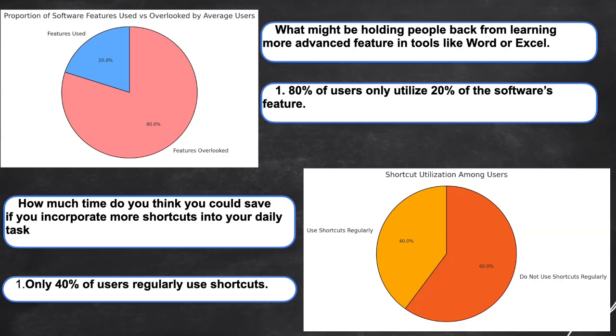We all know Ctrl+C and Ctrl+V, that is copy and paste, but how many of us know about advanced shortcuts like Ctrl+Shift+L to apply filters in Excel? This knowledge gap can be easily bridged through proper training. So the bottom line is that there is untapped potential in how we use technology every day. And unlocking that potential could revolutionize productivity in ways we might not even realize yet.